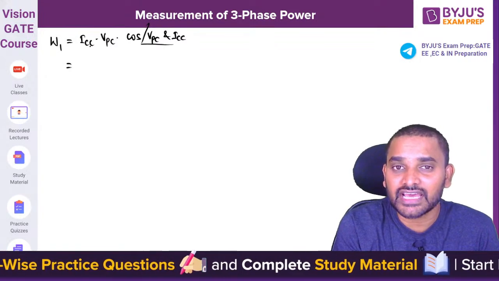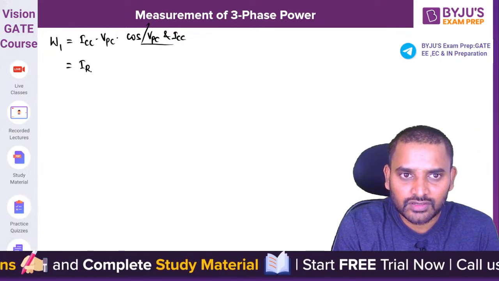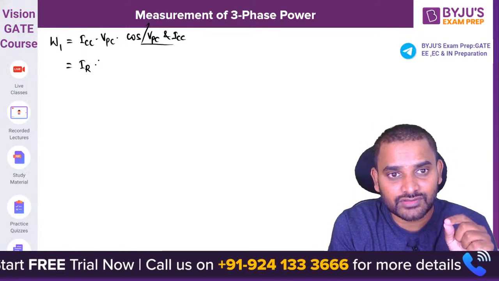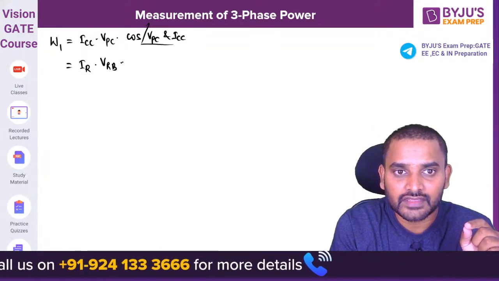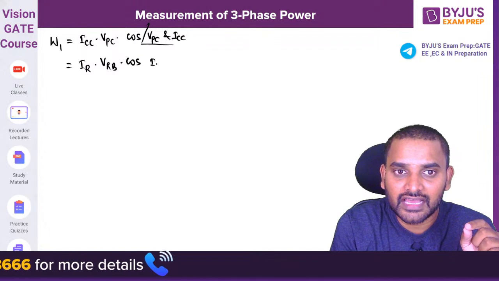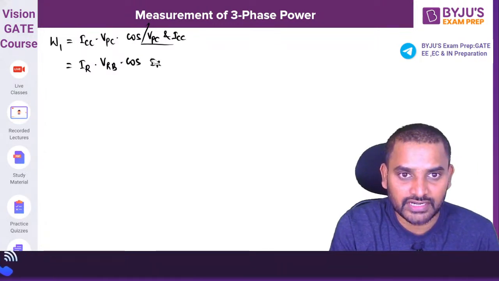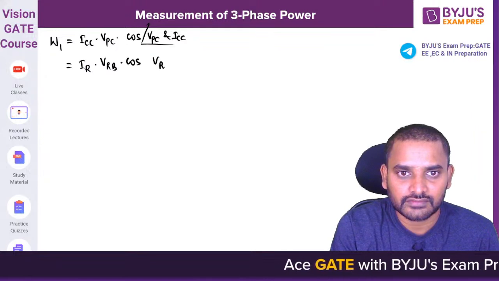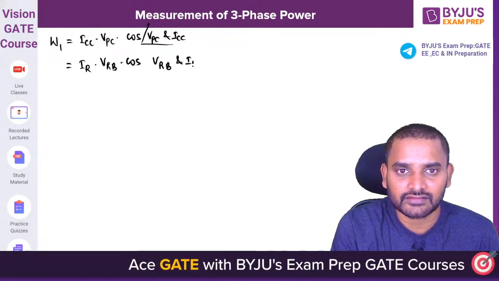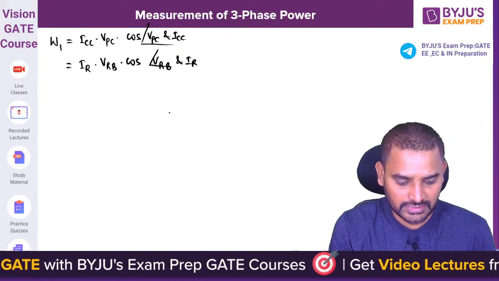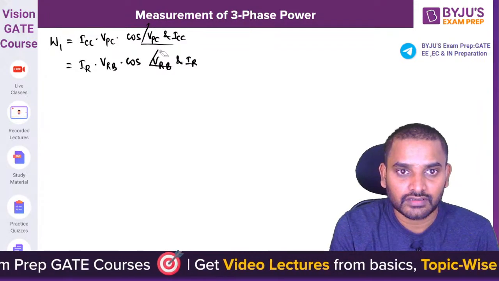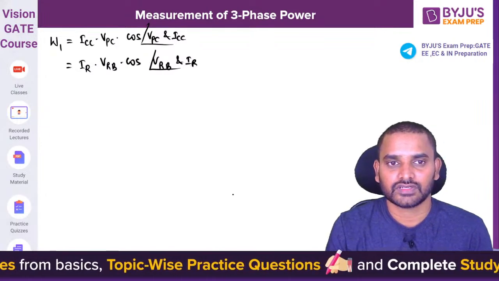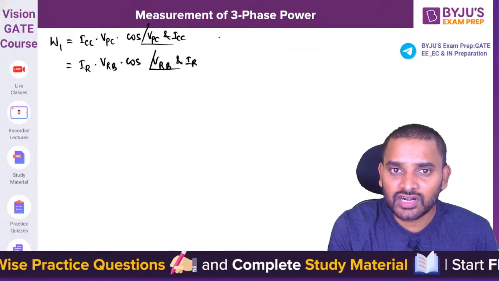What is the current flowing through the current coil? It is simply IR. What is the voltage across the pressure coil? The pressure coil is connected between R and B, so I am taking it as VRB. Now cos of the angle between VRB and IR. Okay, this is the angle between VRB and IR. Similarly, what is wattmeter 2 reading?